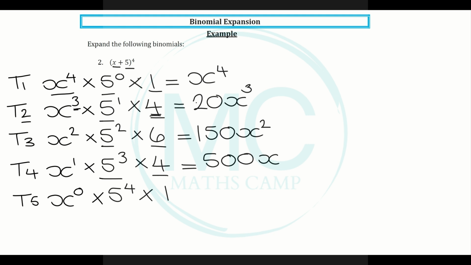X with an exponent of 0 is 1. So we have 1 multiplied by 1, which is 1, multiplied by 5 with an exponent of 4, which is 625. This is our constant. And now we have the 5 terms in the expansion. Let's do one more.